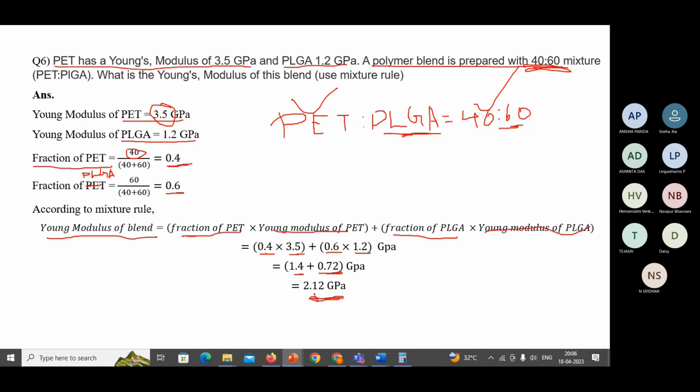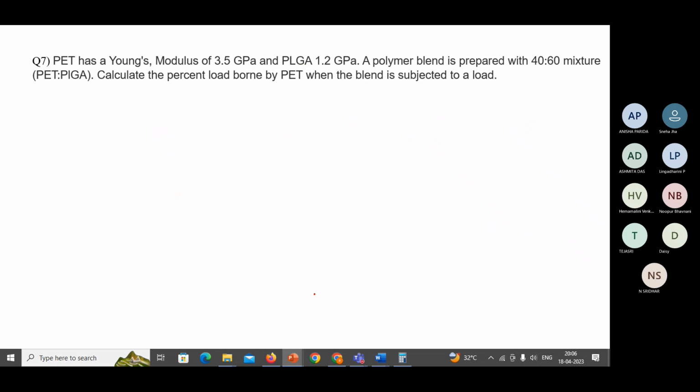Okay. So now moving to the next question. The question is: PET has a Young modulus of 3.5 GPa and PLGA 1.2 GPa. A polymer blend is prepared with a 40:60 mixture ratio. Calculate the percent load borne by PET when the blend is subject to a load. Please try to solve this question.